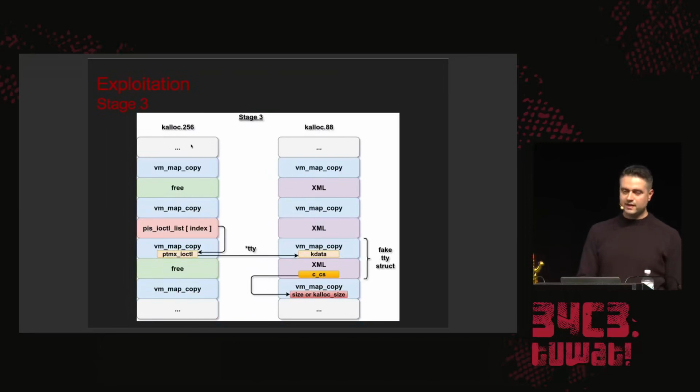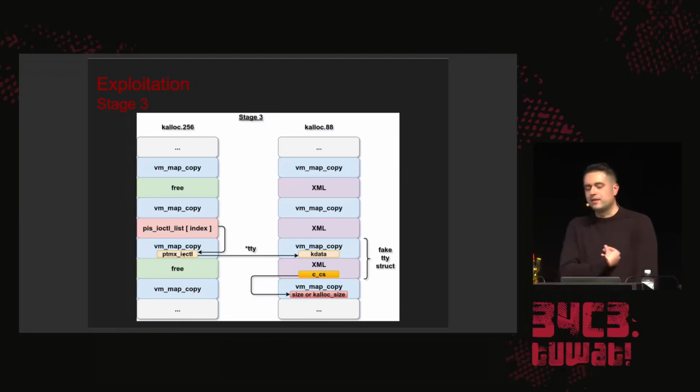Again, remember, I sprayed the calloc 256 zone with VMAP copy structs and freed some, just to place my PTMX IOCTL list array next to a VMAP copy struct. Remember that I control the contents of VMAP copy, right? So I placed in the buffer of VMAP copy this PTMX IOCTL address that I know, and I point the invalid index that I control to this address that I put here. And what is this address? It's that leaked address that I got in the previous stage, which points to the calloc 88 zone.